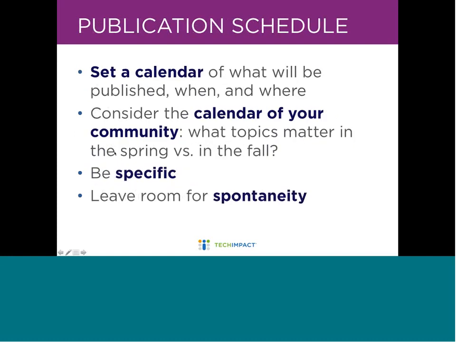So we have a publication schedule, and it is exactly what it says. It's really just a calendar of what we're going to publish, where we're going to publish that, and when we're going to do so. And so for the sake of argument, in our strategy session, we decided we wanted to write one blog post a month on our charity site.